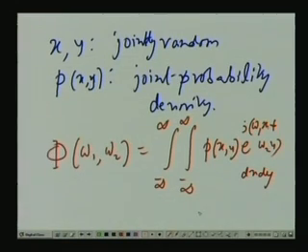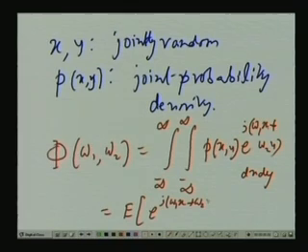You can also see that this is nothing but the expected value of this exponential. After all, this is a function of x and y. If I want to find out its expected value, I simply multiply it by the joint probability density, integrate it from minus infinity to infinity, both with x and y. So, essentially the joint characteristic function phi omega 1 omega 2 is nothing but the expected value of e to the power j omega 1 x plus omega 2 y.